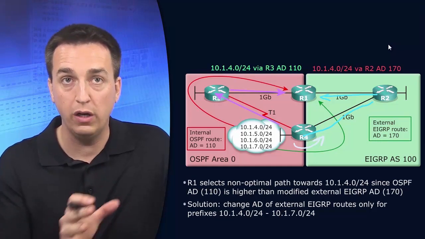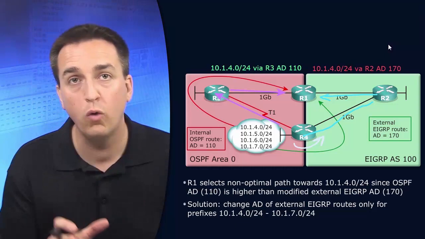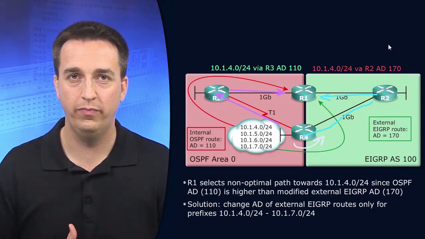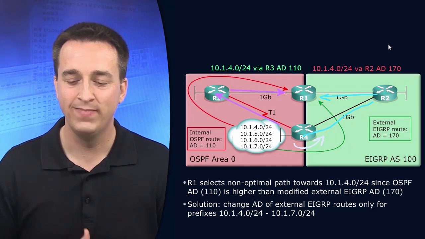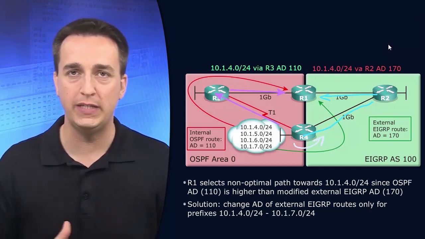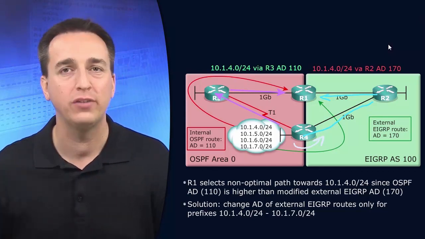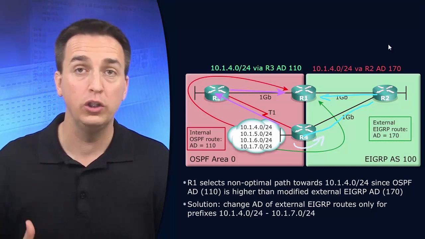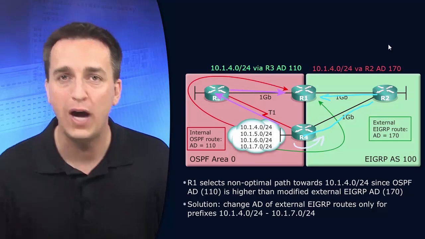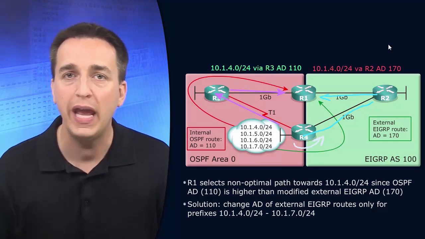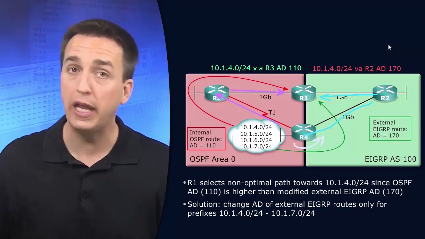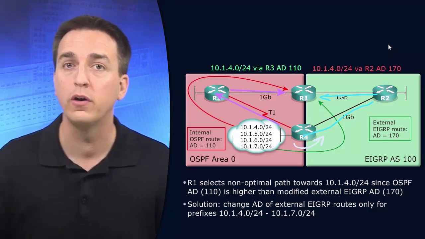So based on what we know now, is R1 going to choose the OSPF path, or is R1 going to choose the EIGRP path? This decision is strictly based on administrative distance. It has nothing to do with metrics. And that's the first thing our router will look at. It looks through its sources of routing information, finds the best source, and then from there, if there's ties within that source, then it looks at other characteristics like metric for EIGRP or for OSPF.